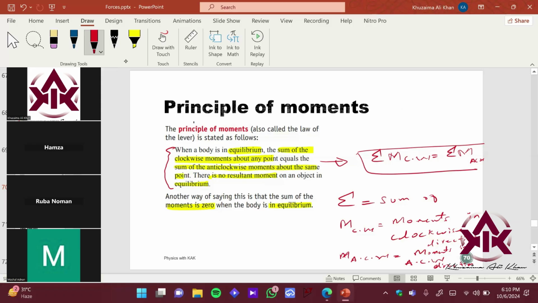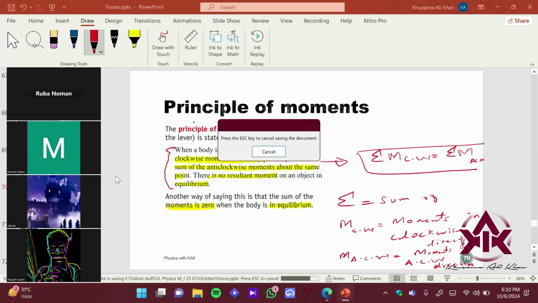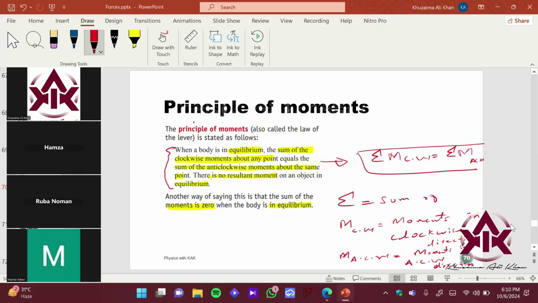Okay, so if this formula is clear, kindly give me a thumbs up. Principle of moments. We'll do an example, which will make sense, right? Okay, it is clear to everyone. That's good.